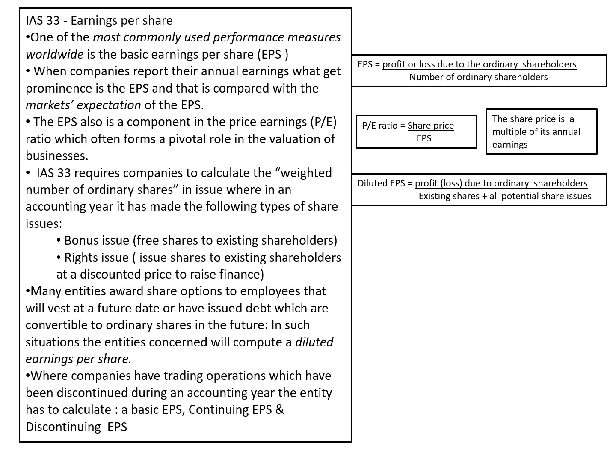Where companies have trading operations which have been discontinued during an accounting year, the entity has to calculate 3 EPS figures. One is the basic EPS, then the continuing EPS, and the third one is the discontinued EPS.